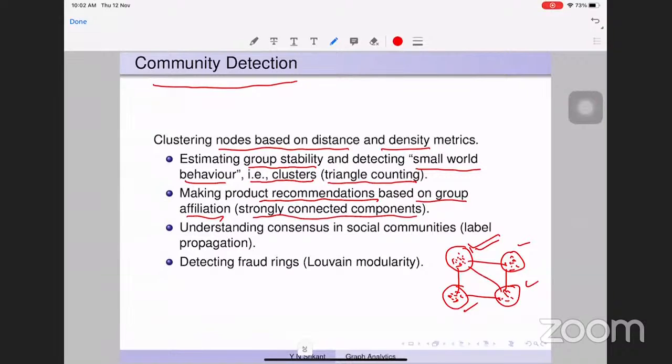Then understanding consensus in social communities. So maybe voting patterns, which cluster votes for which politician. This is based on what is known as a label propagation algorithm. And I'm going to talk a little more about this fraud ring, how to detect fraud rings. I'll not talk about it now.